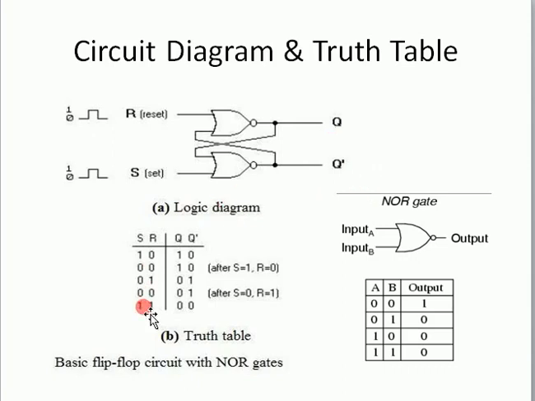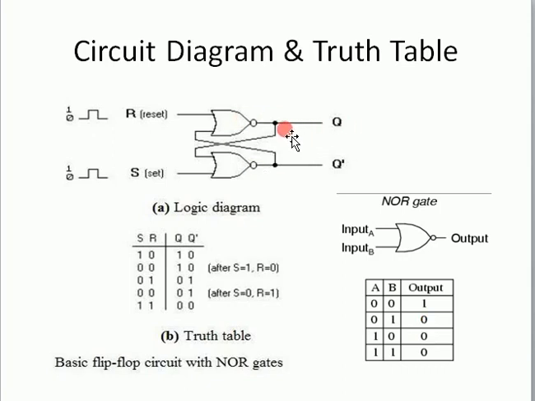And now when we have S is equal to 0 and R is equal to 0, what will happen here? R is equal to 0 and at Q complement the last output was 1. So here we have 0 and here we have 1. So when we have 0 and 1, then the output is 0. So Q is equal to 0.